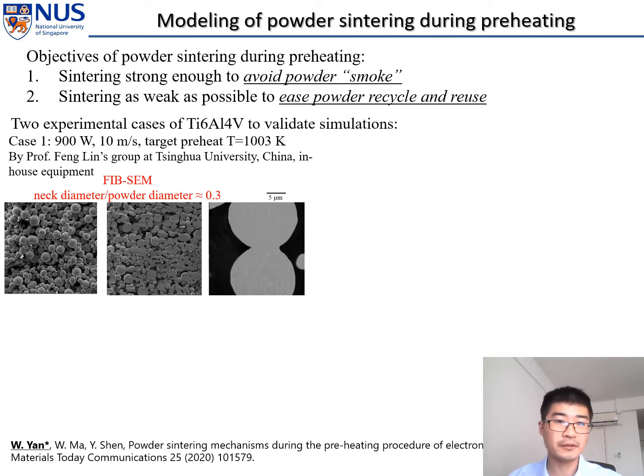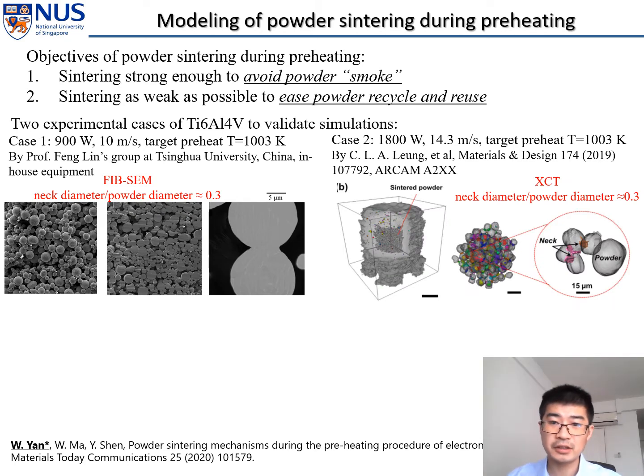So we have two experimental results to validate our model. The first case is done by Professor Feng Lin's group at Tsinghua University in China using their in-house equipment. After we got the sintered powder samples, we used focused ion beam to do the cross-sectioning and polishing, and then used SEM to observe the cross-sections of the sintered necks.